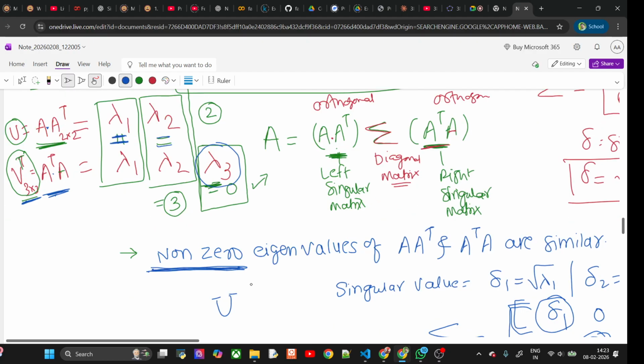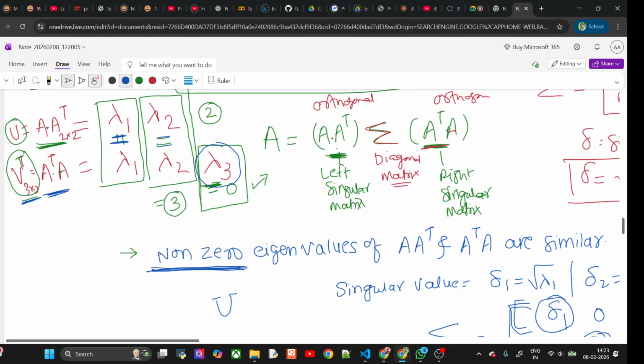This point is very important; questions will come in the exam. Just remember non-zero: the non-zero eigenvalues of A into A transpose and A transpose A are similar, every time. And the number of eigenvalues of A transpose A is greater than the number of eigenvalues of A into A transpose, because it's a 3 cross 3 with lambda 1, lambda 2, lambda 3, which is greater than lambda 1 and lambda 2 of A into A transpose.